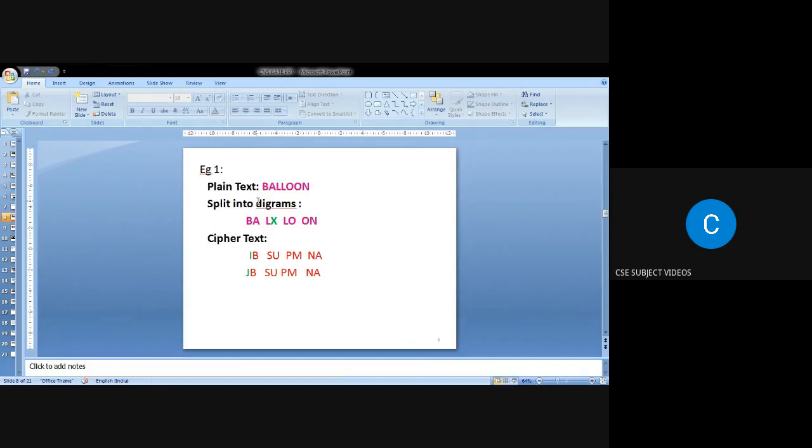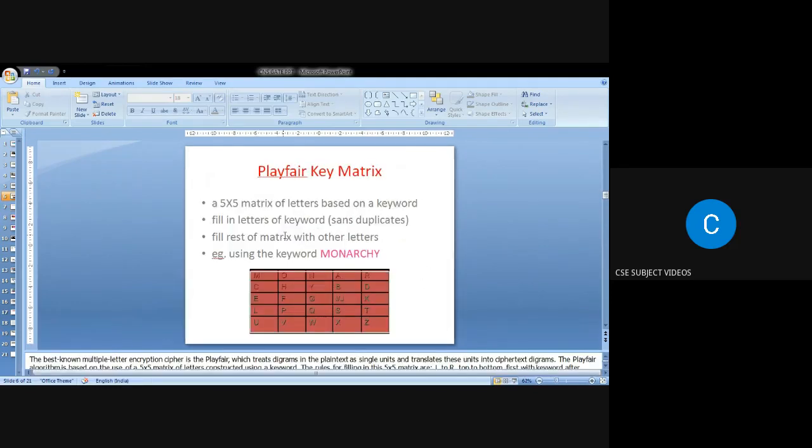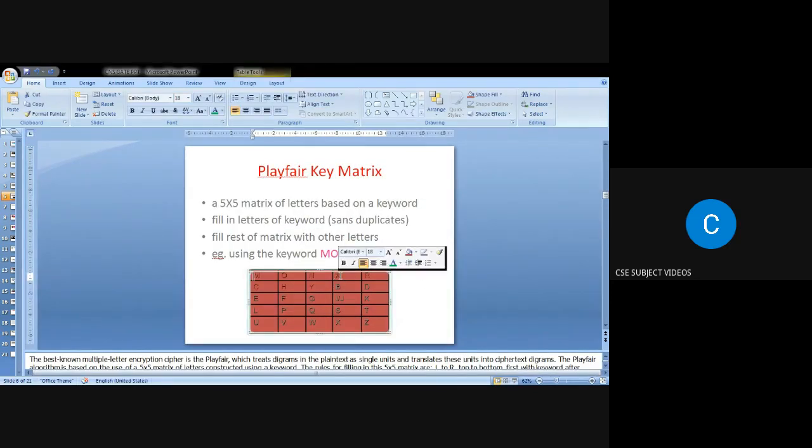Now in BA, what is being replaced with I and B? Whether we can replace with I or with J. Let us check how BA is replaced with I and B. See here, B and A both lie in the same column. When both the letters lie in the same column, we have to replace those letters with the letter below it. So B is replaced with either I or J, and A is replaced with B.